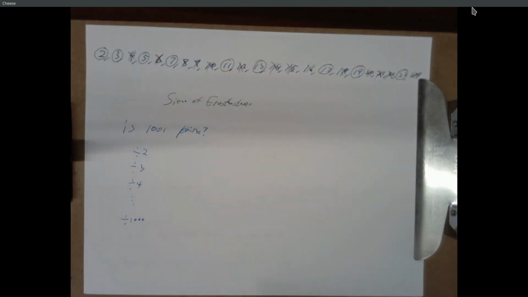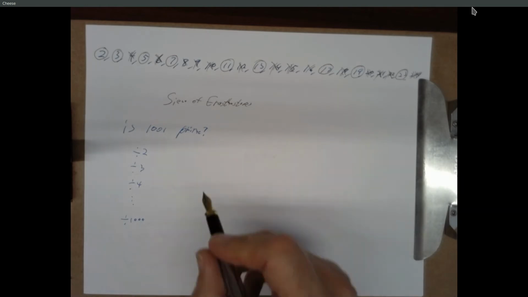And so Randy just said take the square root first. Why? Because the number just greater than the square root is the largest possible number. You wouldn't have to go all the way up to 1,000.